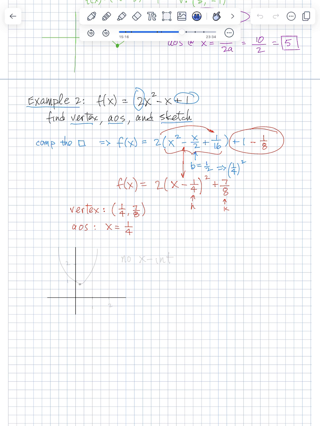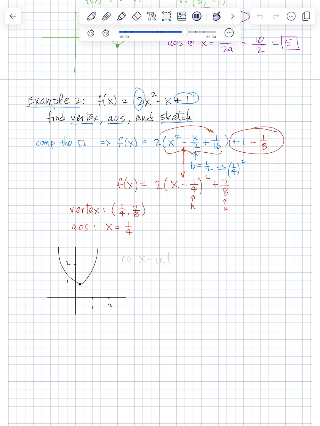Our vertex is 1/4 and 7/8. So let's call this 1, 2. So 1/4 and 7/8 is going to be, I guess, right around there. We know it's going to open up because the a is greater than 1. And so when we sketch this, all we have to do is take it up and do something like that.